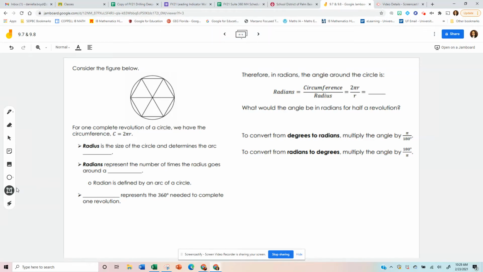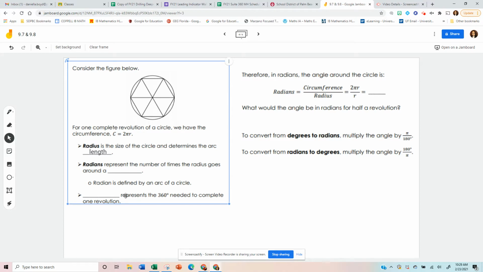Hey everyone, so now we're going to continue and talk about radians and degrees and converting between them. We have this figure below, a hexagon inscribed in a circle. We know the circumference is 2 pi r, and the radius is the size of the circle and it determines the arc length. Remember that there's a relationship between arc length and circumference, and the radius is really important for that because it is part of your circumference.